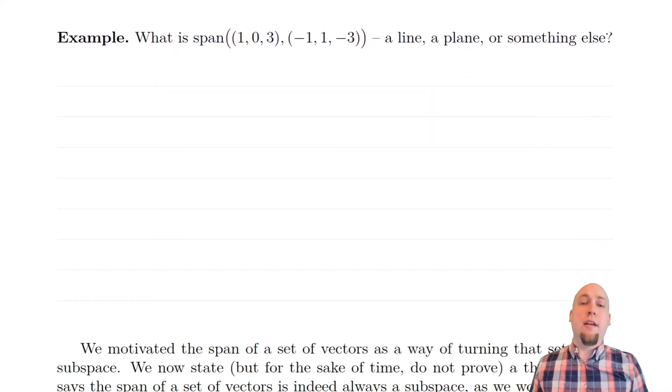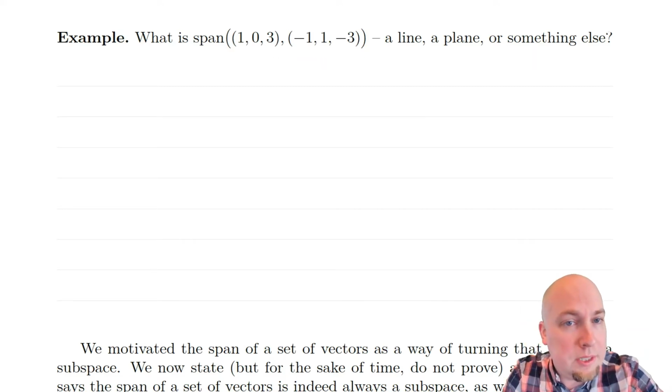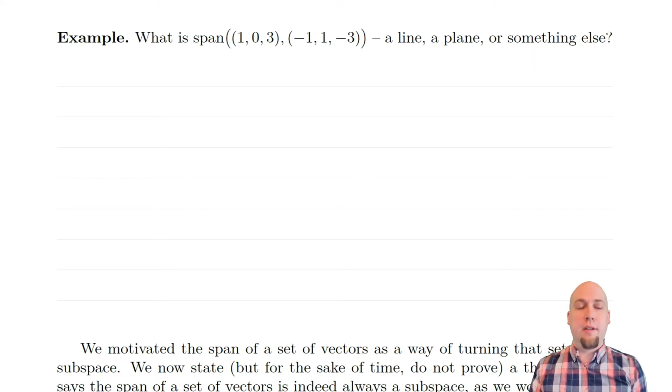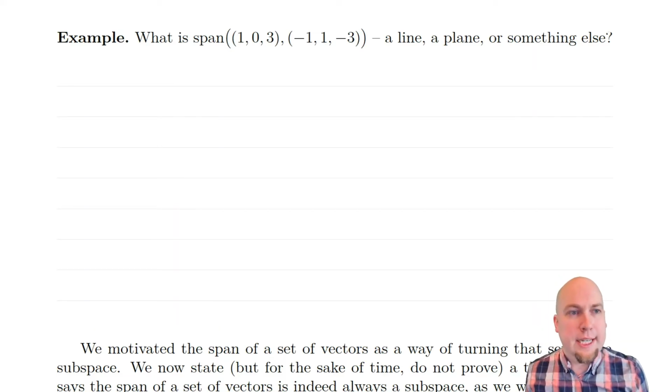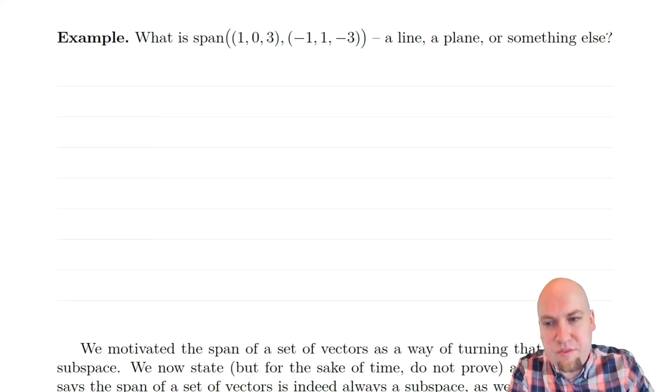All right, let's go through another example. What is the span of this set of 2 vectors here? What's the span of 1, 0, 3 and minus 1, 1, minus 3? In particular, describe it geometrically. Is it a line? Is it a plane? Is it something else? Well, let's figure it out.